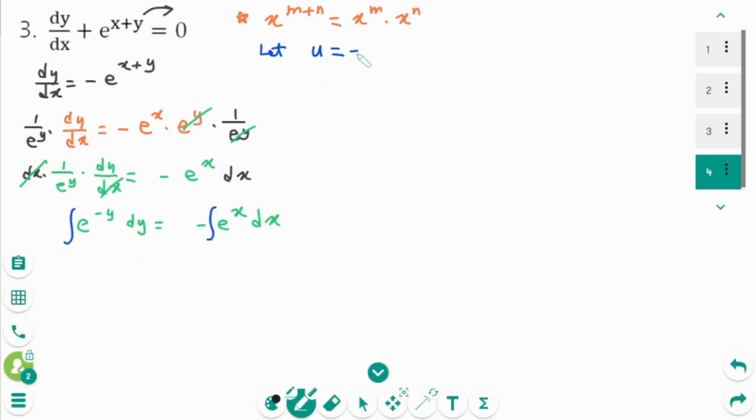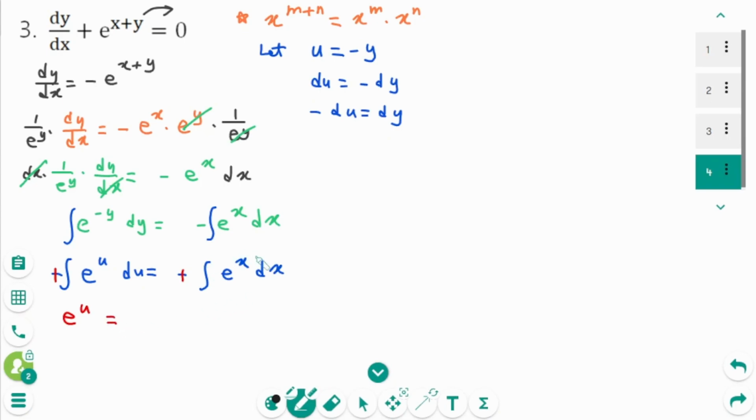Let u equal minus y. Then derive on each side. du equals minus dy. Then minus du equals dy. Then back to the original. Integral of e to the power of minus y, that means u. Then dy means minus du, equals the same, minus integral of e to the power of x dx. Then times minus 1 on each side. So left one is e to the power of u equals e to the power of x plus c.